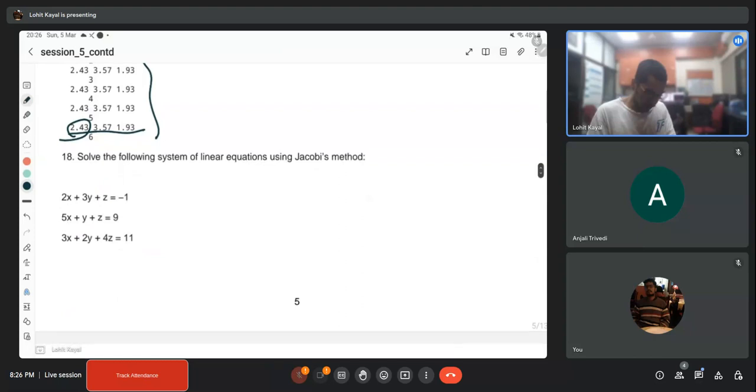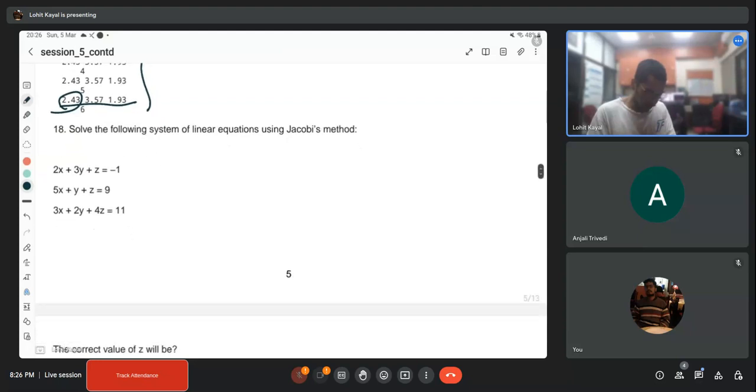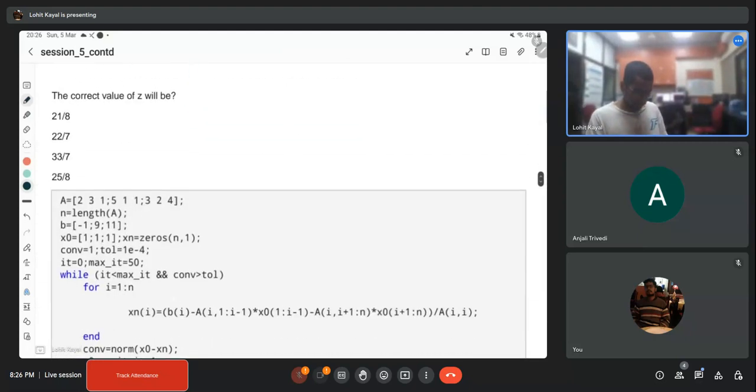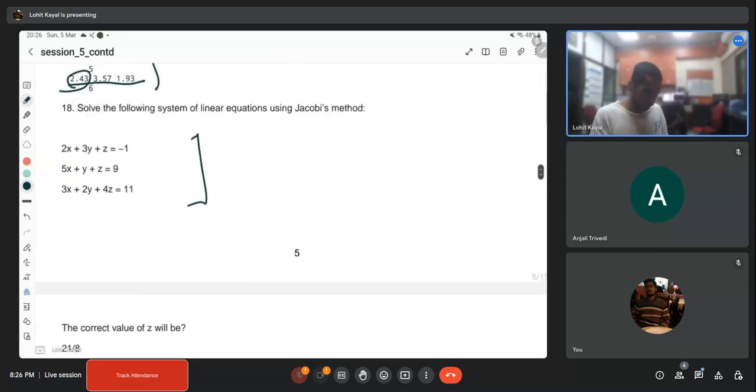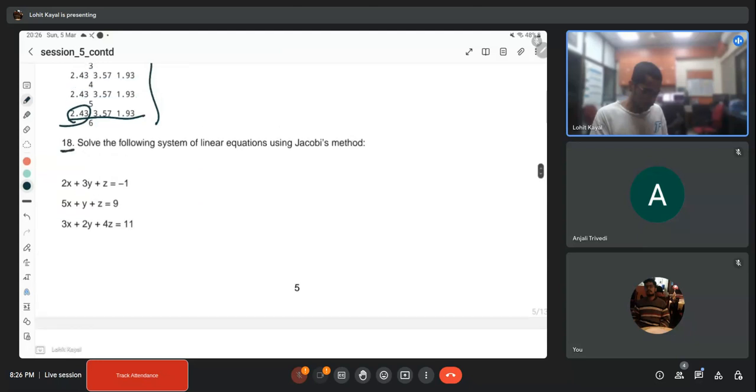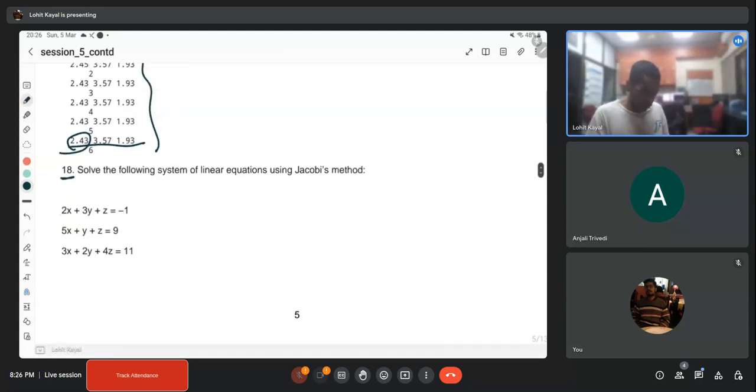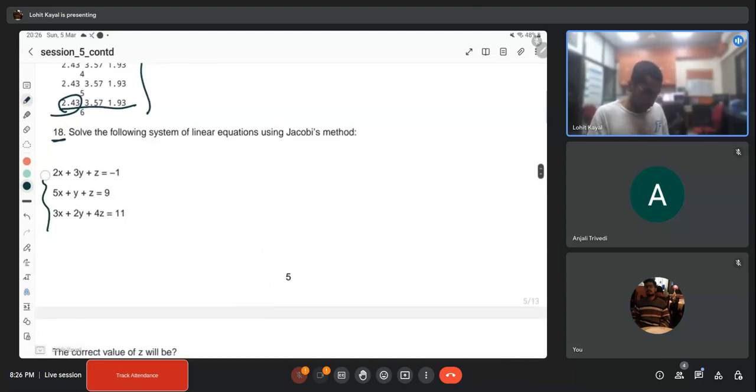Now, when solving using Gauss-Seidel, I thought it would be better to use the Jacobi method as well and see what it gives. Oh, sorry, this is a new problem. This is problem number 18. I need to solve this system of linear equations using Jacobi's method.